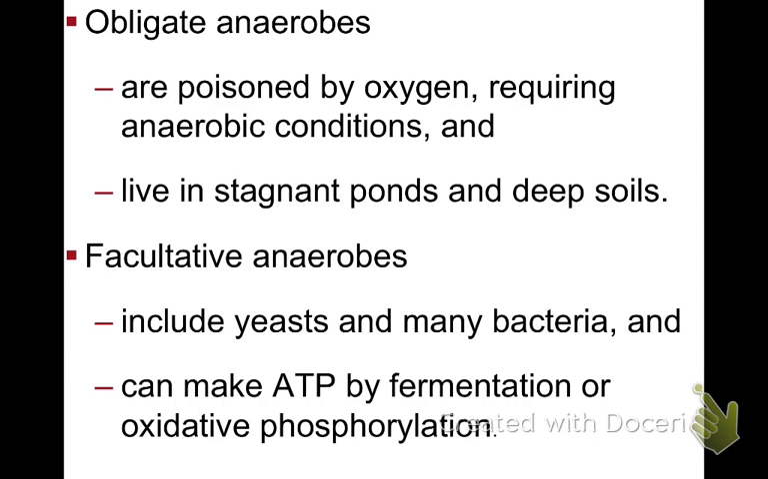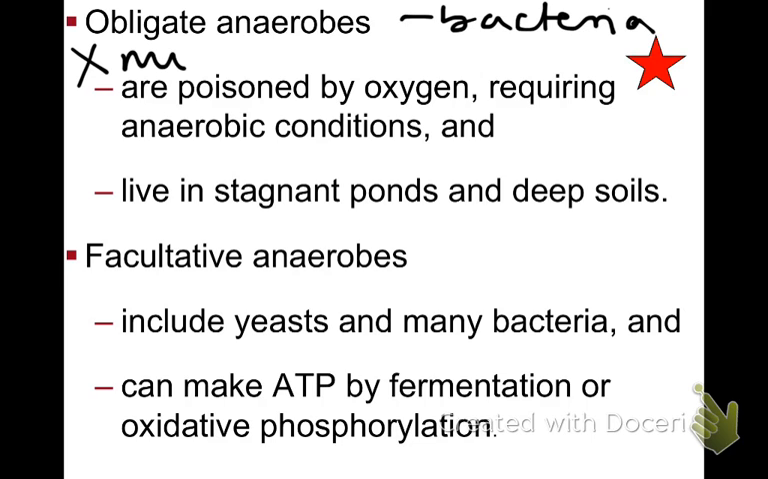Obligate anaerobes are poisoned by oxygen and they require anaerobic conditions. They live in stagnant ponds or deep soils. They use other forms of obtaining energy. So they would have their glycolysis, their Krebs in a different way because they don't have mitochondria. These are bacteria. Okay, so no mitochondria.